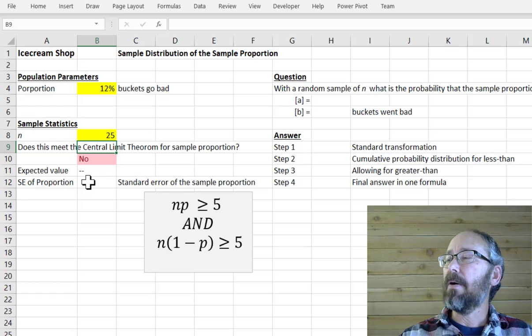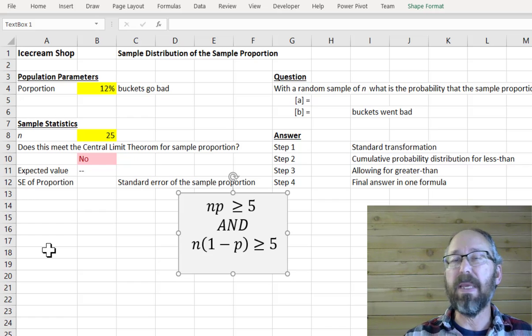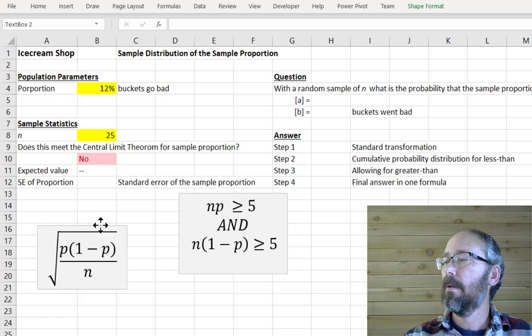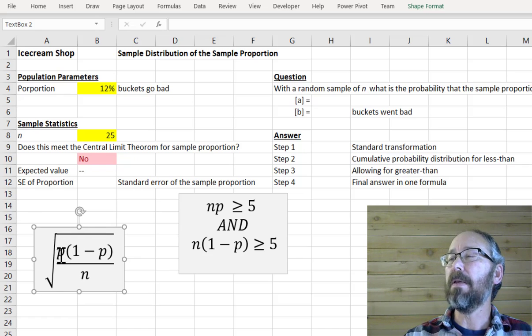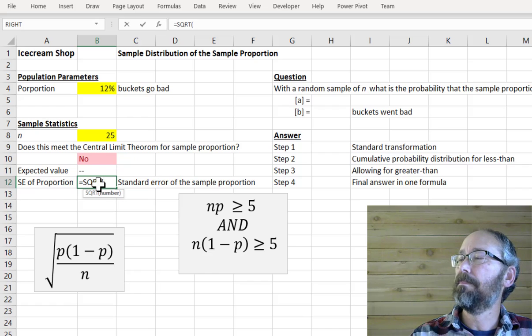Now, the standard error of the proportion, we need to calculate that, much like we calculated the standard error of the mean. However, the formula is different. Let's take a look at that formula. We're doing the square root of the population proportion times 1 minus the proportion, divided by n. So we can do this here, equals the square root, and our number is B4. I'm going to put this in parentheses again, remembering my order of precedence, especially around multiplication and division, and B4, so all of that divided by B8.